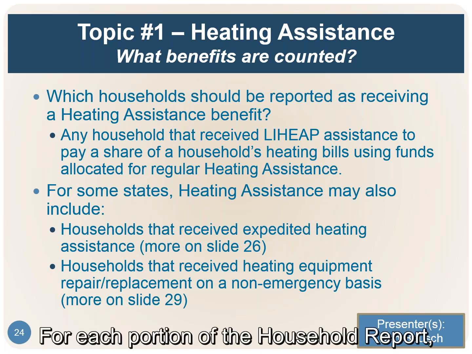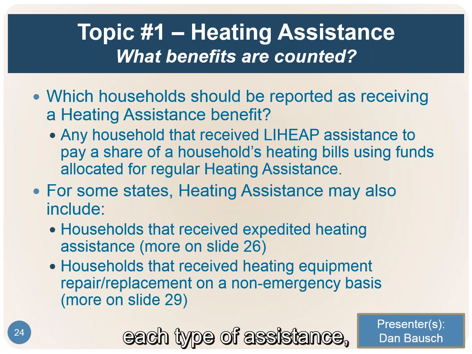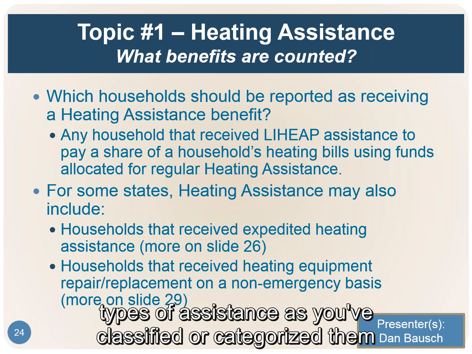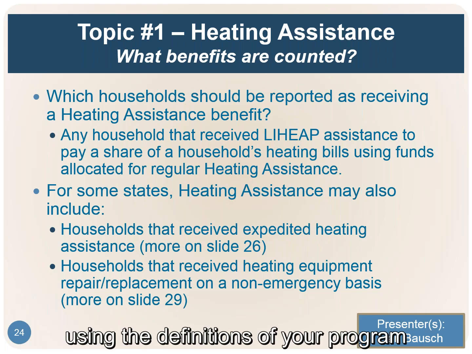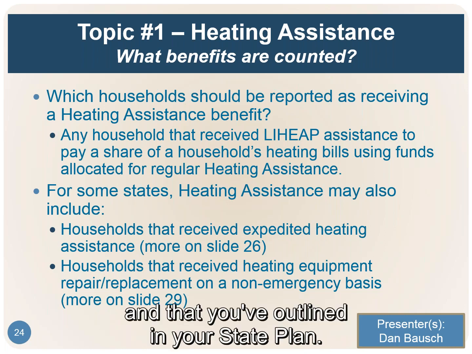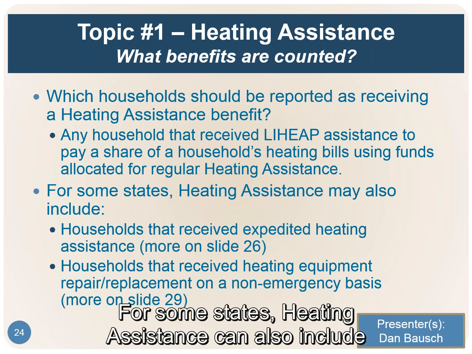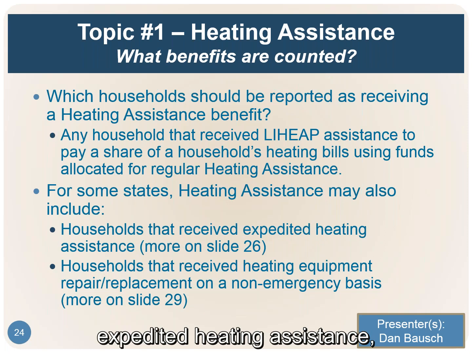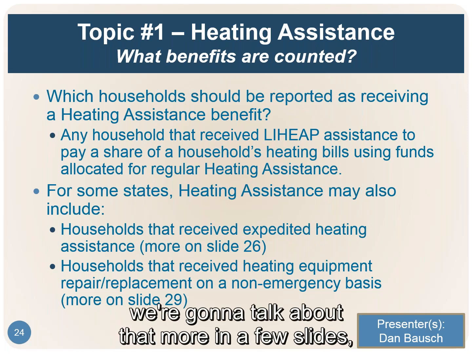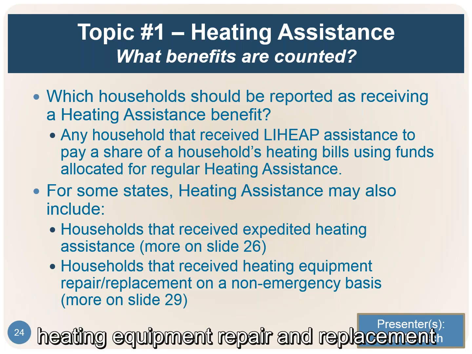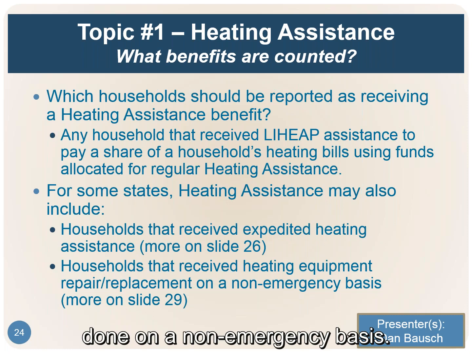So for each portion of the household report, each type of assistance, what you're being asked to do is to report about types of assistance as you've classified or categorized them using the definitions of your program and that you've outlined in your state plan. For some states, heating assistance can also include expedited heating assistance. We're going to talk about that more in a few slides. And for some states, it may also include things like heating equipment repair and replacement done on a non-emergency basis.